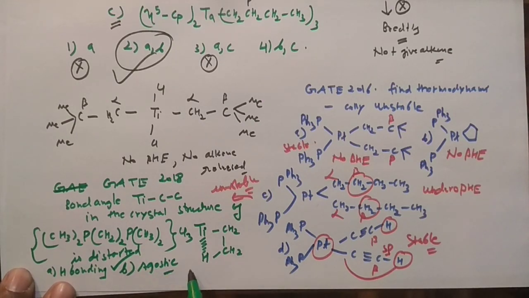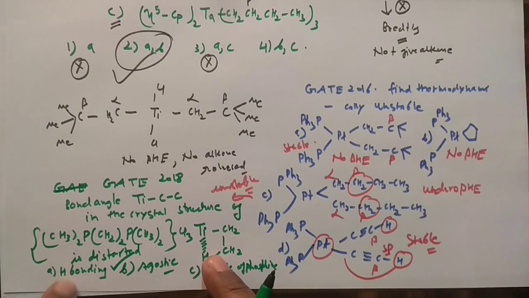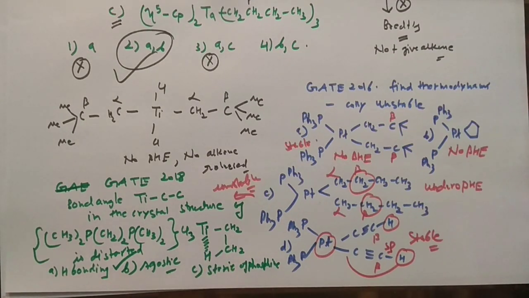And the third option, they have given the steric bulk of phosphine. And you know the phosphine is not that bulky, so this cannot be your answer. And last, they have given the higher formal charge over titanium. But the most correct answer is the agostic interaction. So these are some of the problems of CSIR NET as well as the GATE examination.